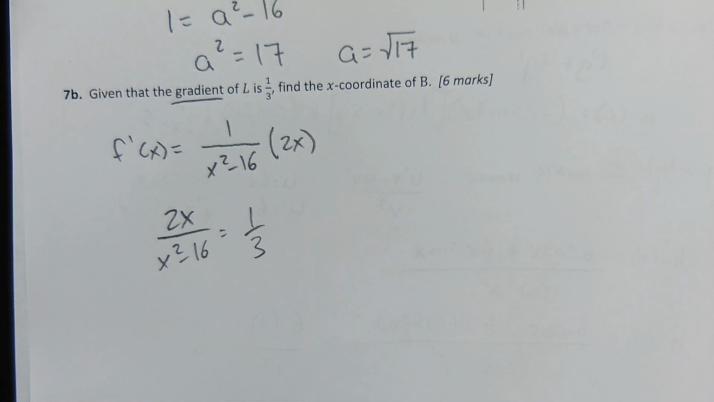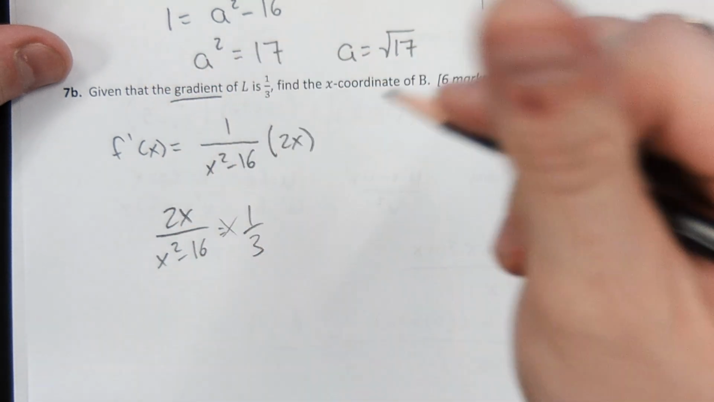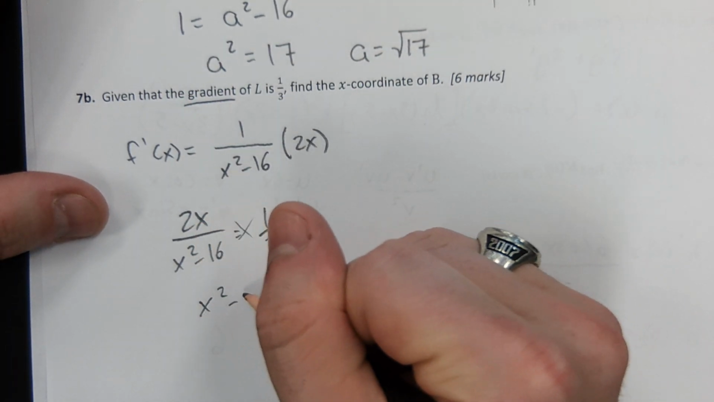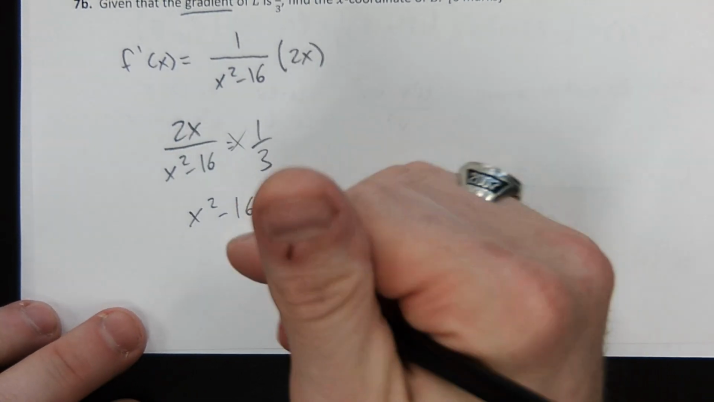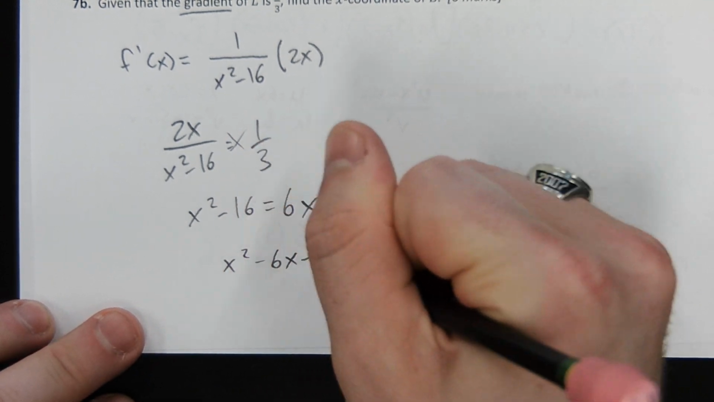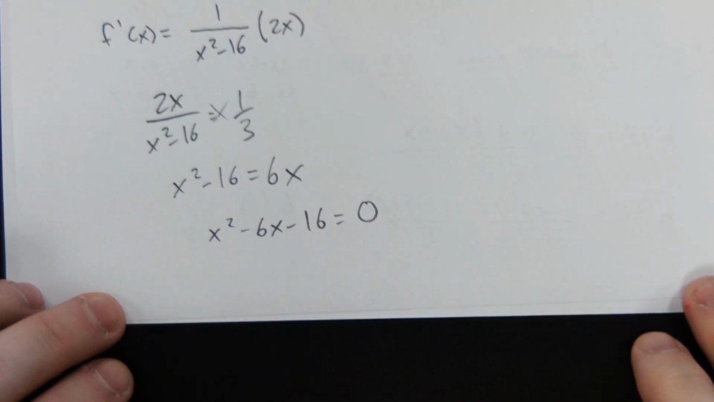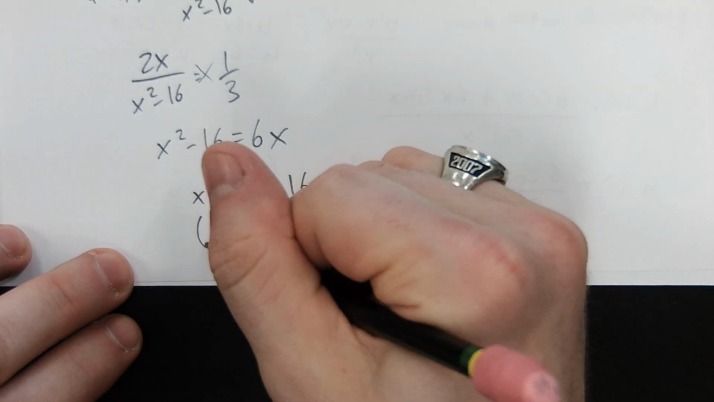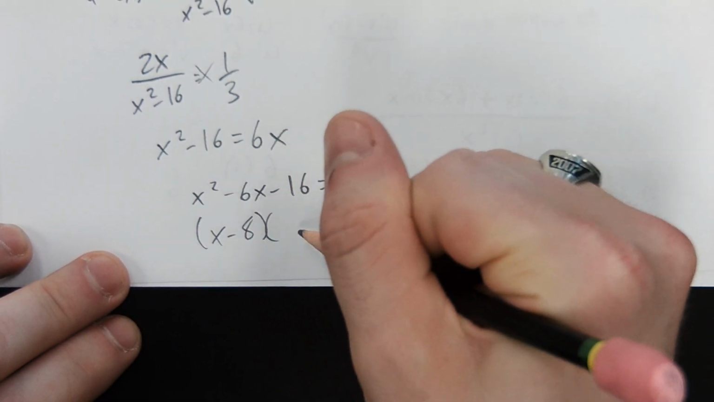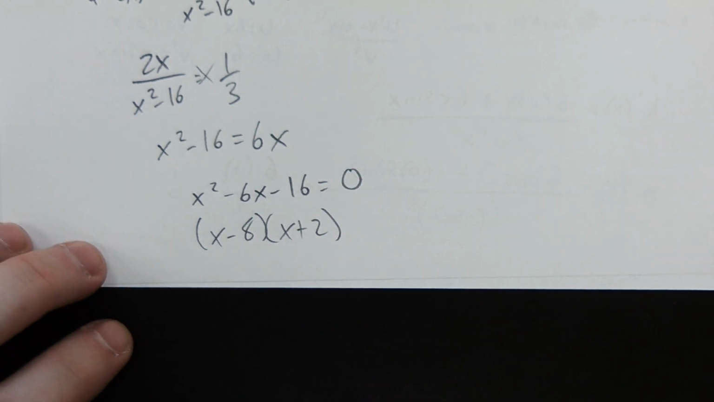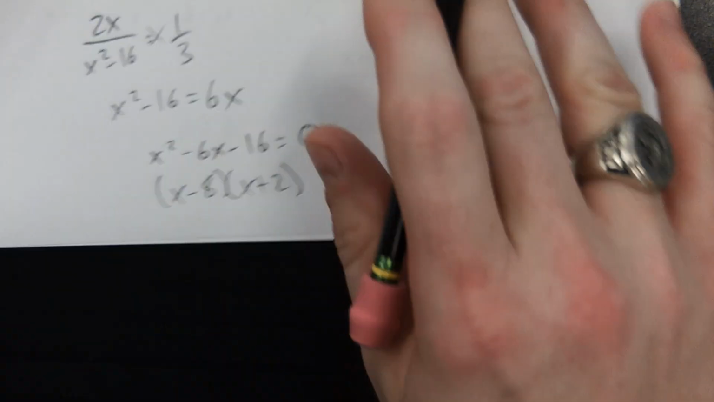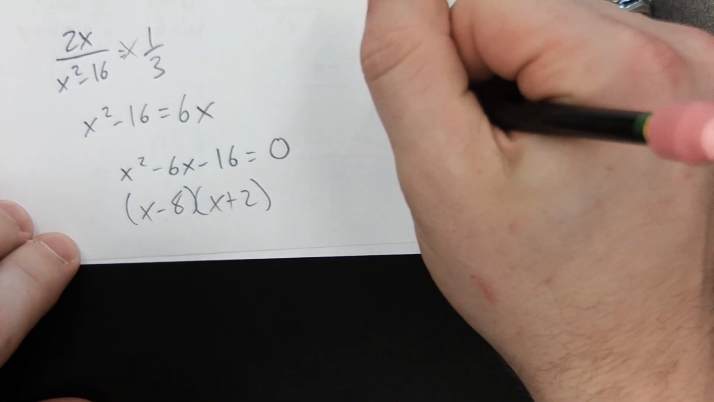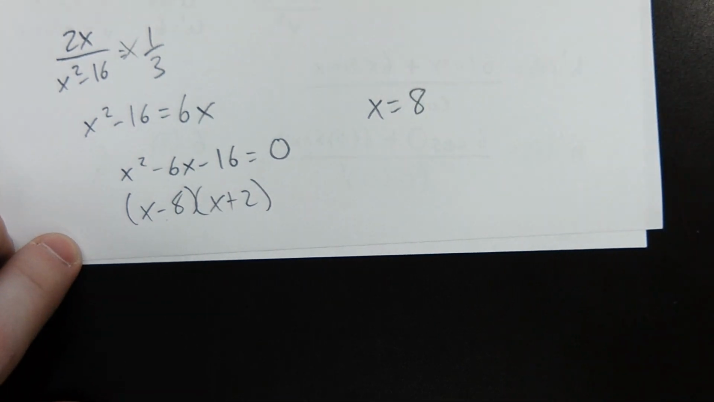You guys know how to solve proportions? How? Cross multiply, yeah. So what that's going to give me is x squared minus 16 equals 6x. I'm going to subtract 6x from both sides so that I can factor this quadratic. And since we know that x is greater than 4, only one of our two results matters, and that's x equals positive 8. That is it.